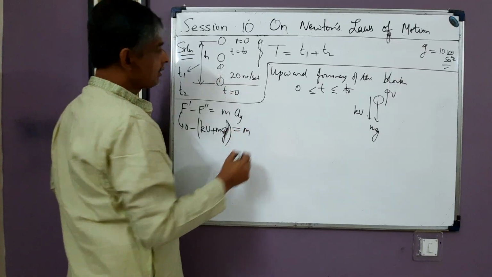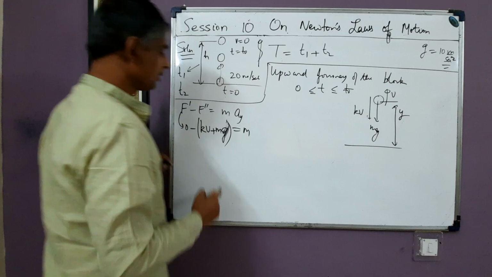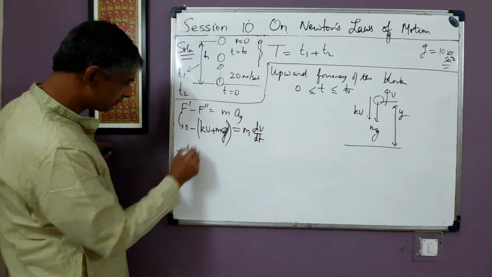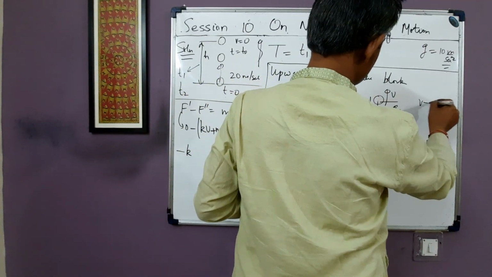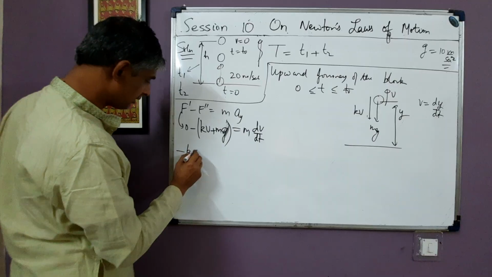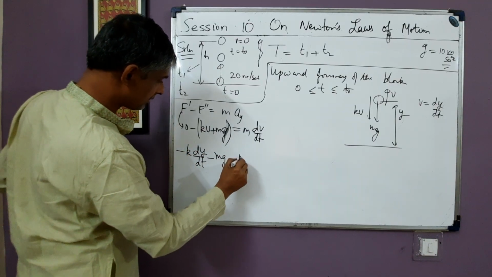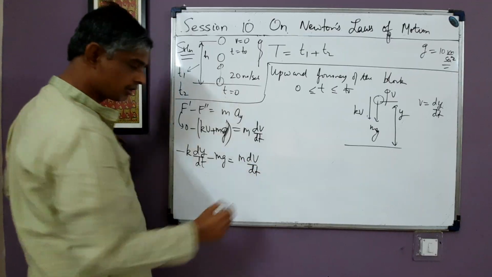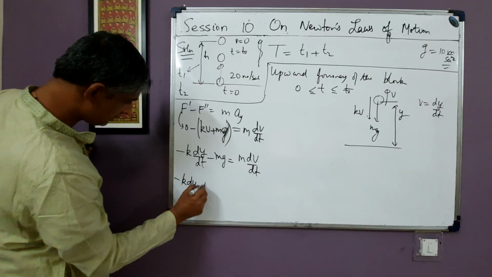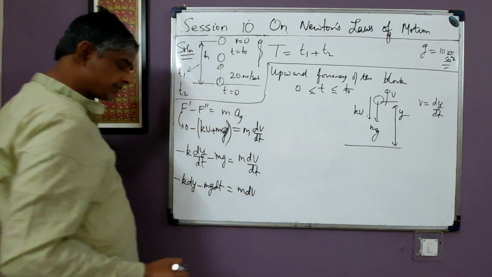At this instant the velocity is v, and it has moved a distance y from ground. So acceleration becomes dv by dt, and v is just equal to dy by dt. So we get minus k dy by dt minus mg equals m dv by dt. Multiplying both sides by dt: minus k dy minus mg dt is equal to m dv.